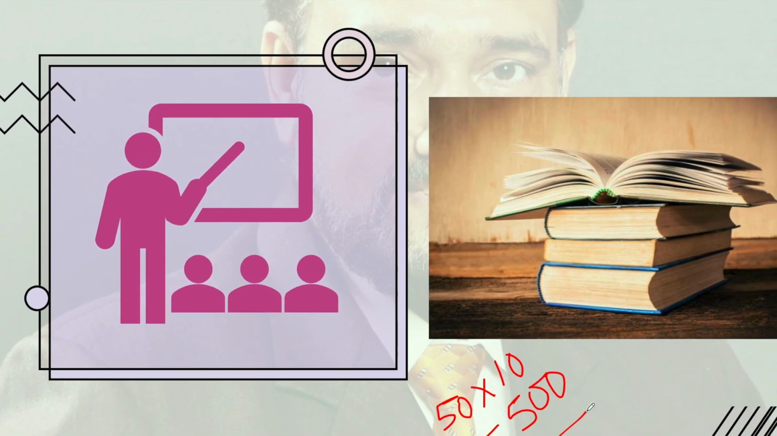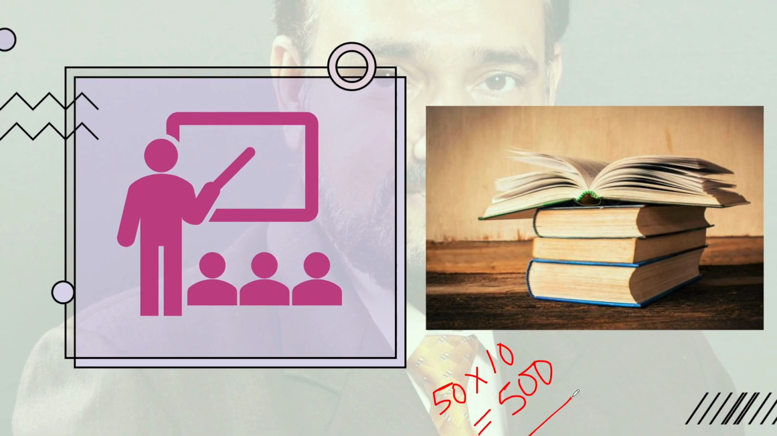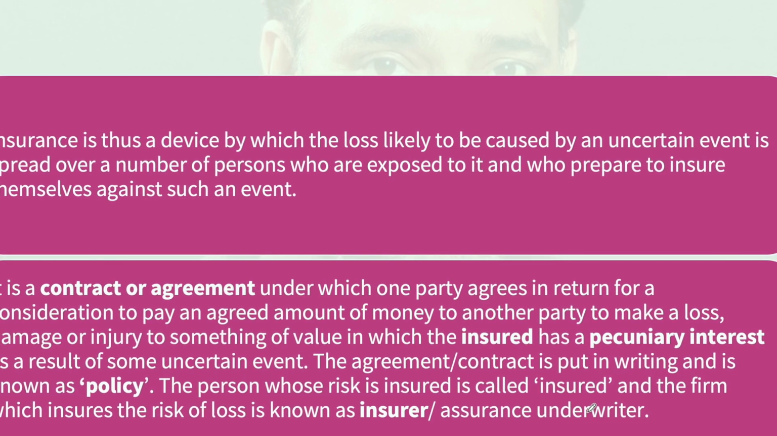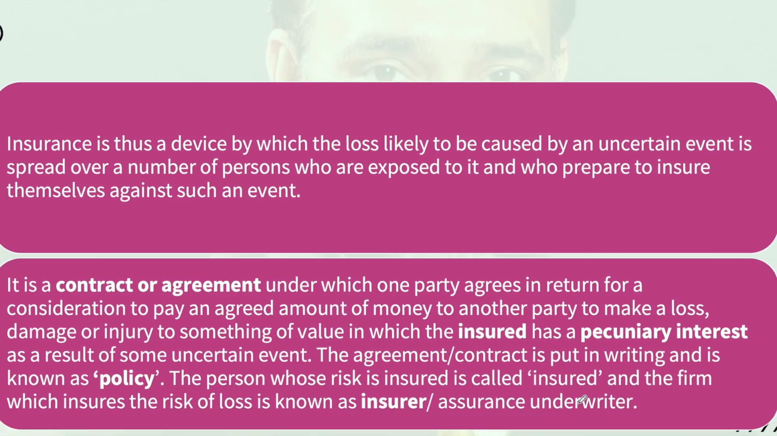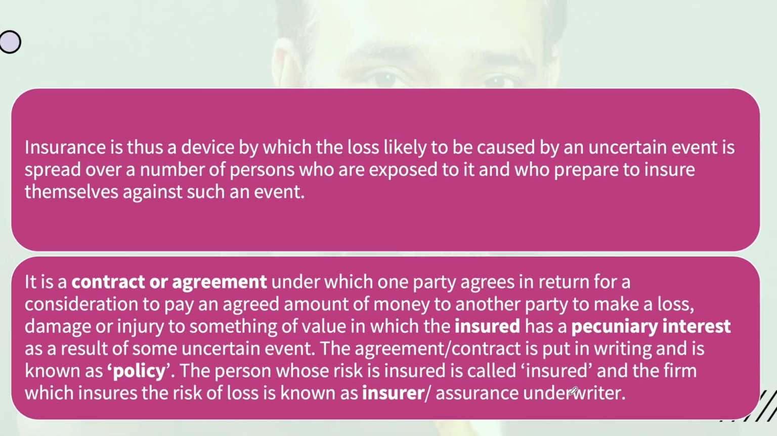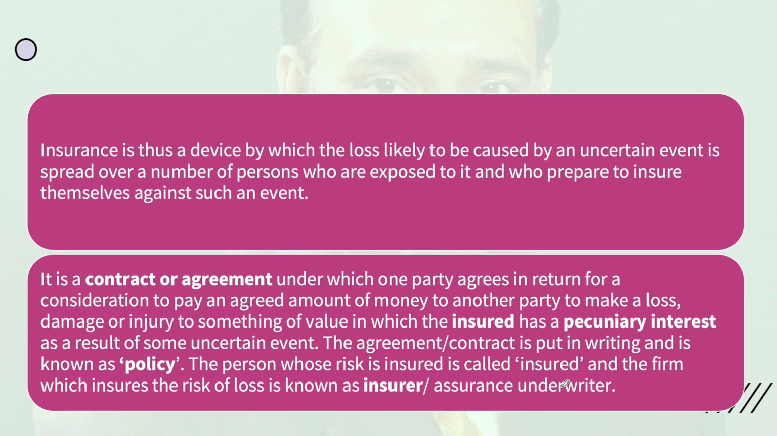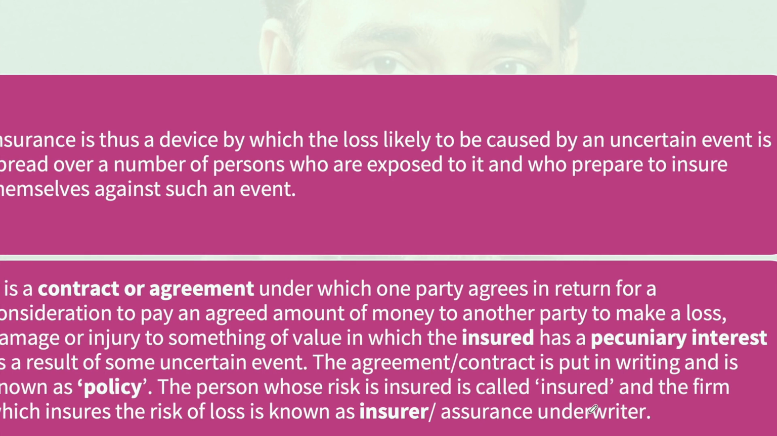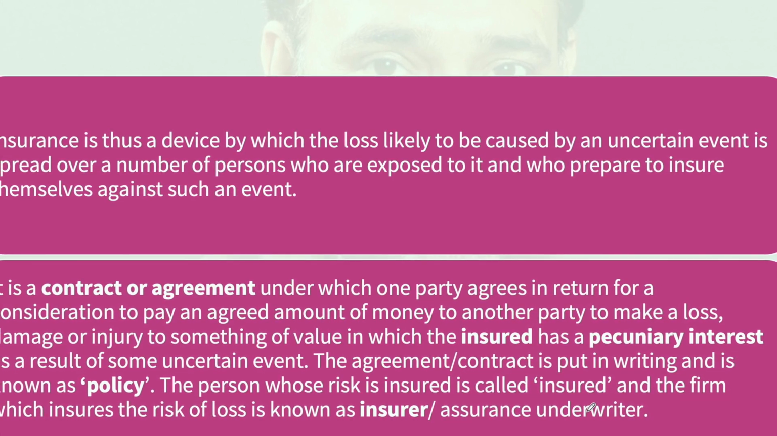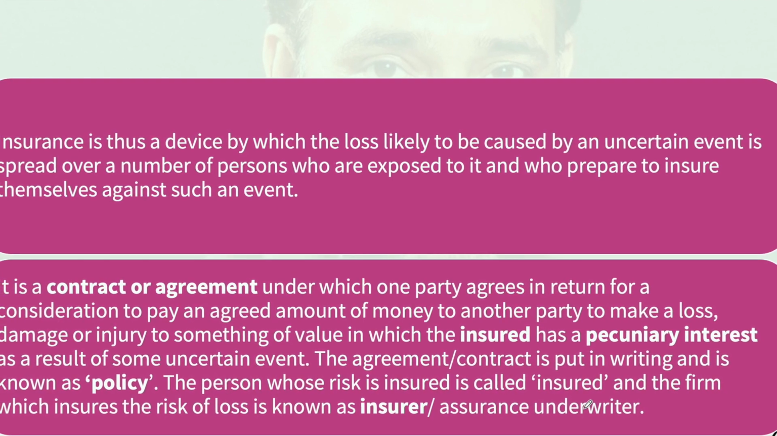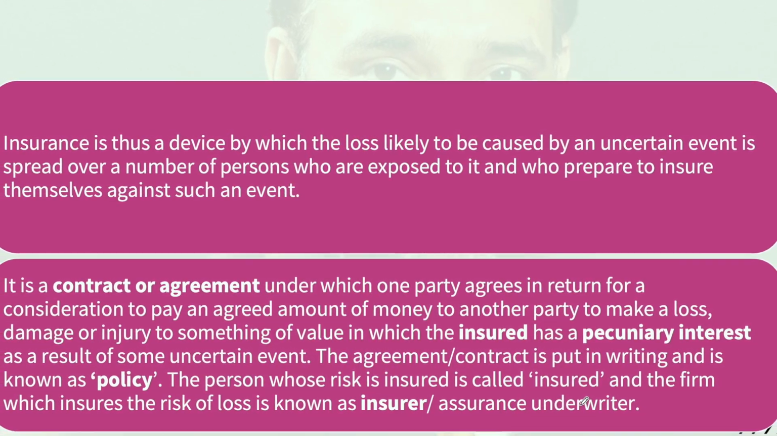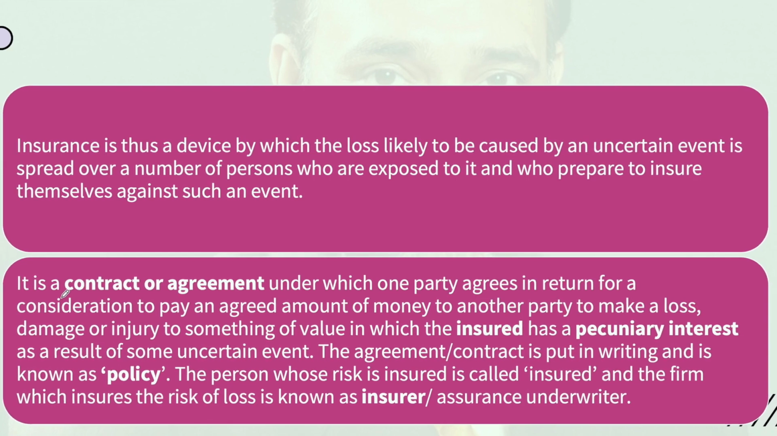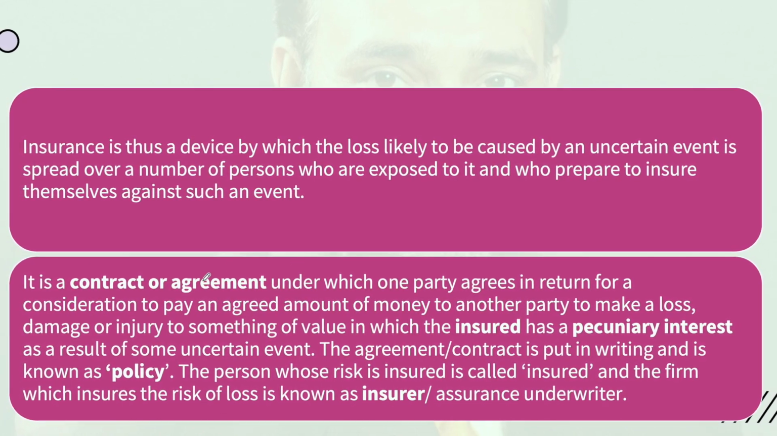So this small idea has been converted into a big industry, a big service called insurance. It is a device by which the loss likely to be caused by an uncertain event is spread over a number of persons. What was the uncertain event in that story? Books being lost. Who are those number of persons? All the students of the class who are exposed to it and who prepare to insure themselves against such an event. Correct?